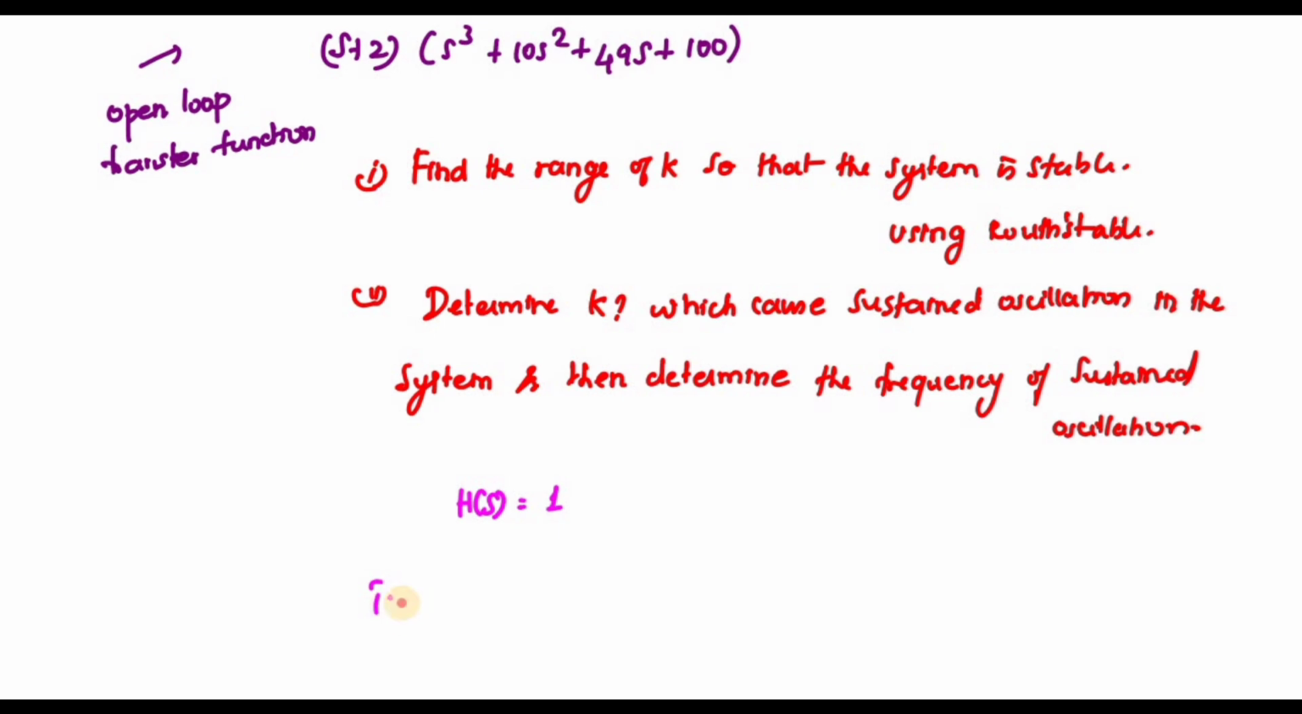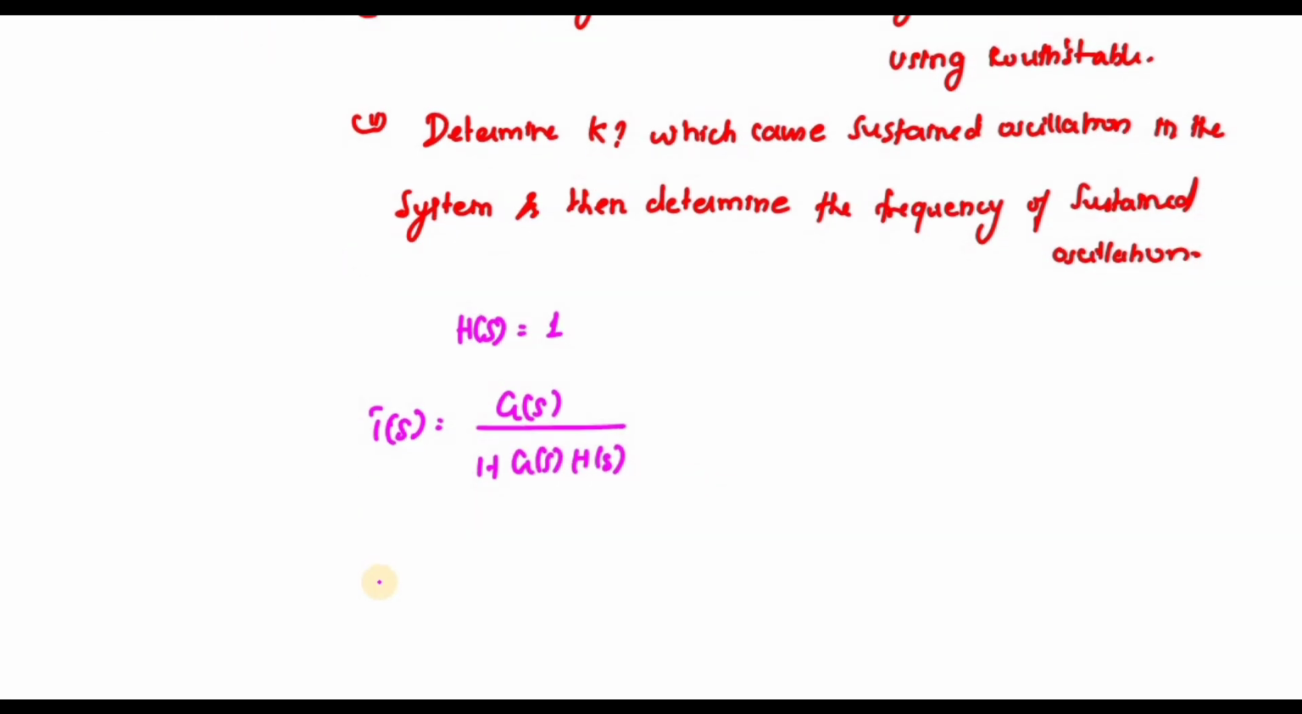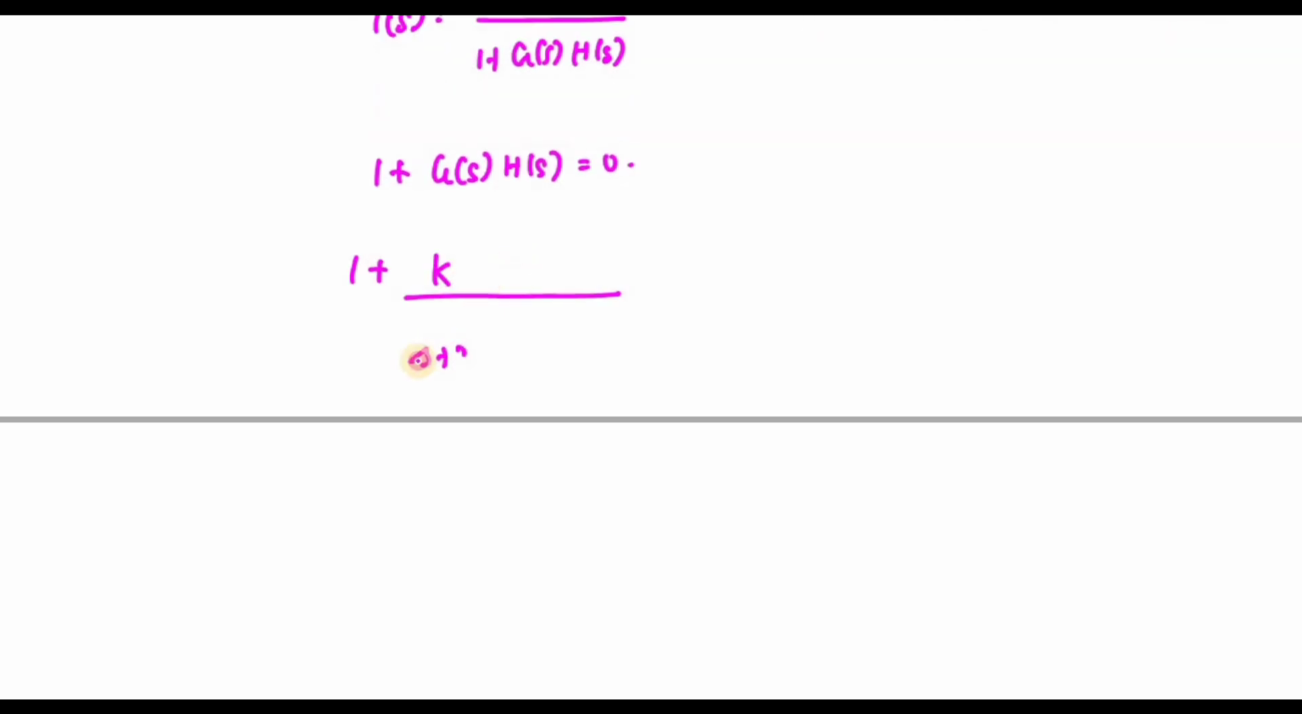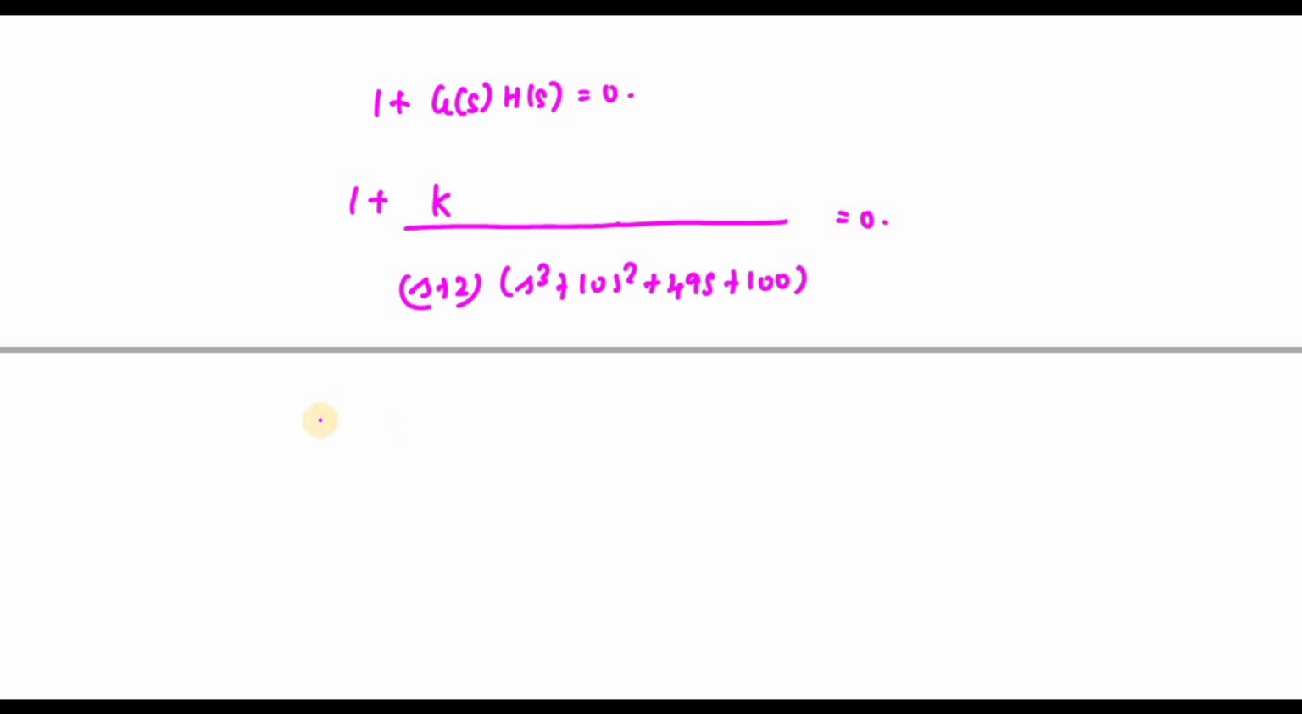See here, G of s is an open loop transfer function, and H of s I have to take as 1. So my transfer function is T of s is equal to G of s divided by 1 plus G of s into H of s. In order to find the characteristic equation, I have to take the denominator equal to 0. So 1 plus G of s into H of s is equal to 0. Now H of s is 1, so I substitute the G of s value here: 1 plus K divided by s plus 2 into s cube plus 10 s square plus 49 s plus 100 is equal to 0.